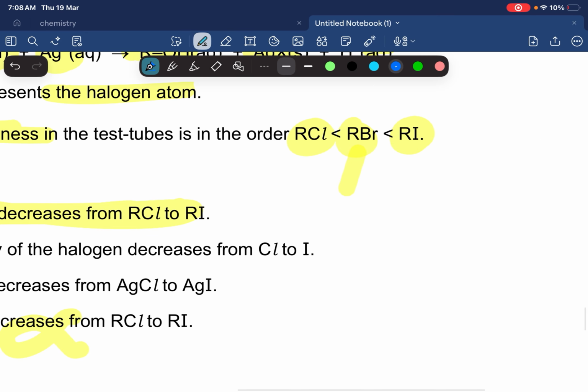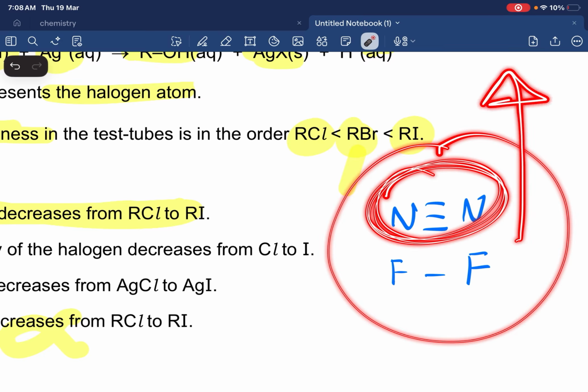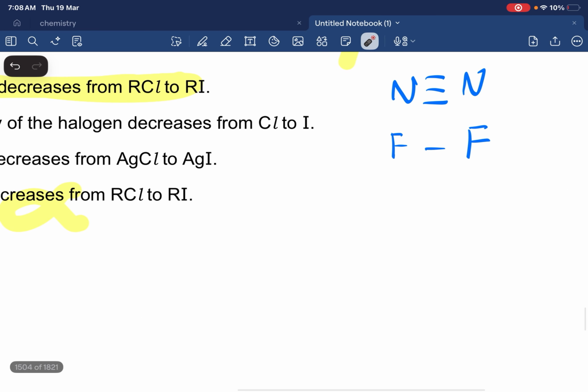Okay, so F bond is non-polar. N bond is non-polar. Both are non-polar, but the N bond, for instance, I'm not sure, has a higher bond energy. That does not mean it's polar or non-polar. That just means that more energy is required to break this N bond. Polarity and bond energy are two different things. Just because a bond is polar doesn't mean it's going to break faster or slower.